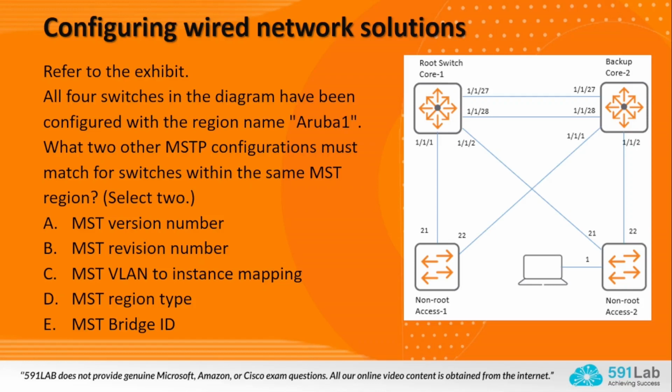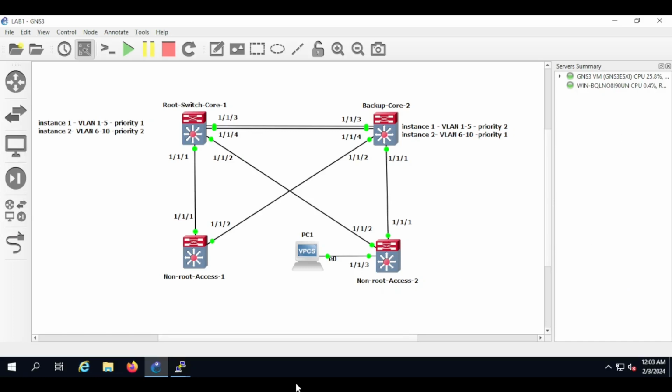So I have simulated this similar scenario in GNS3. Let me show you that. Here is the simulation of this AOSCX switches in GNS3. I have used AOSCX simulator. So here I have this core 1 and core 2, and I have created VLAN 1 to 10 in all of these switches, and I have created two MSTP instances, multiple spanning tree instances, instance 1 and instance 2 in all of these switches.